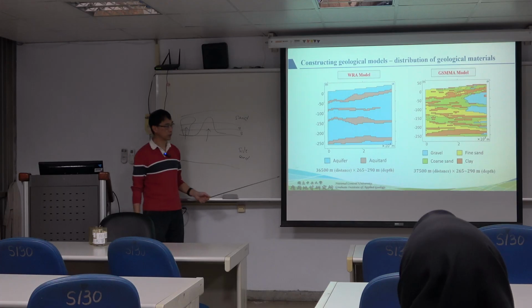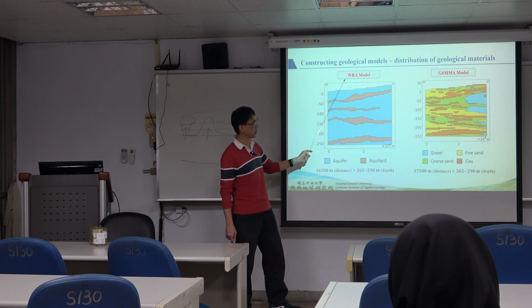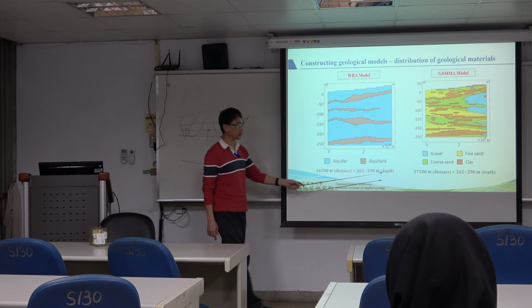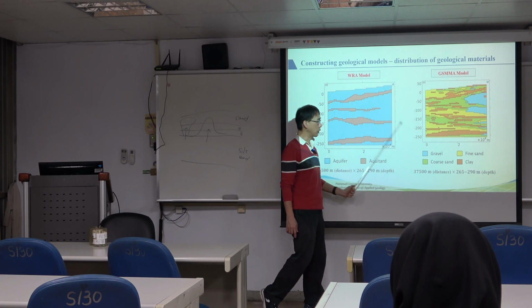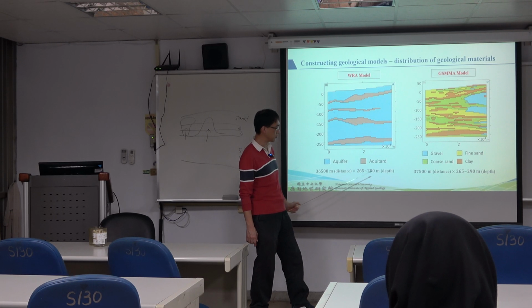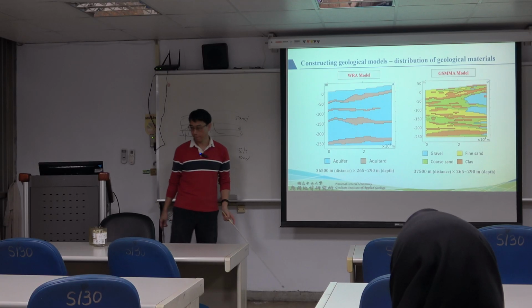So we have these two models, the simplified model and the complex model. We call them the WRA model and the GSMMA model. And in this one, we have 4 kinds of material. And in this one, we have 2 kinds. And as I remember, the aquifer uses coarse sand, and the aquitard uses clay.